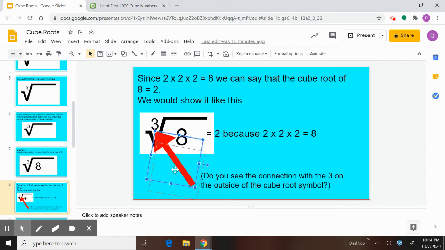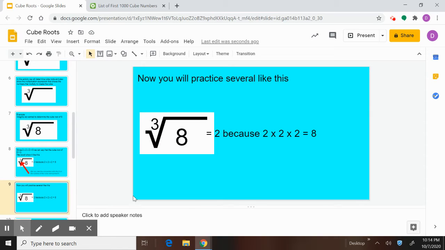I made this little arrow to help you understand. Do you see the connection with the 3 on the outside of the cube root symbol? I asked you that before, when I said that it takes 3 of the same number multiplied by itself to be a cube root. So the cube root of 8 equals 2 because 2 times 2 times 2 equals 8. Now you will practice several like this.